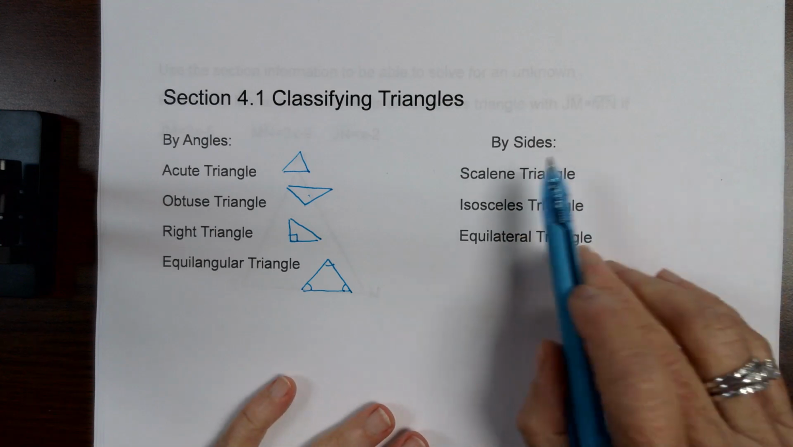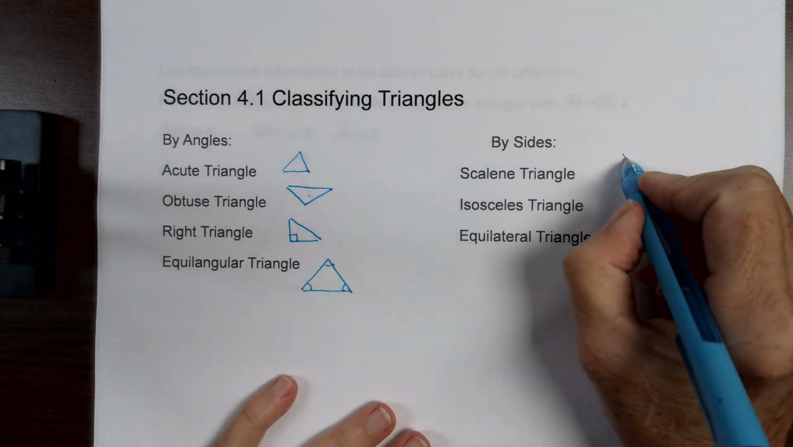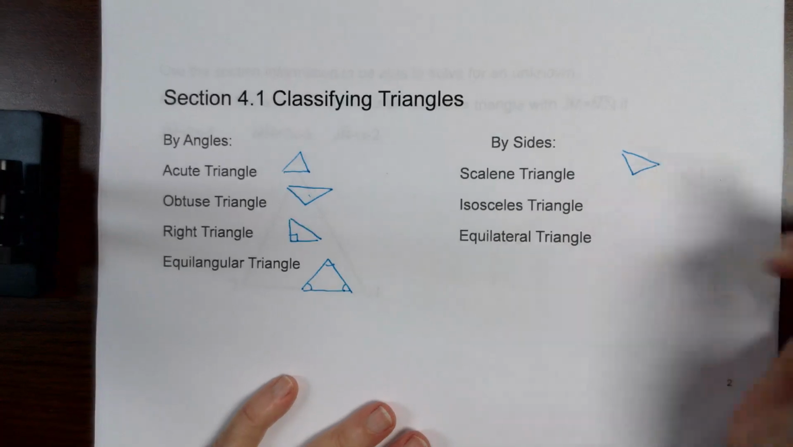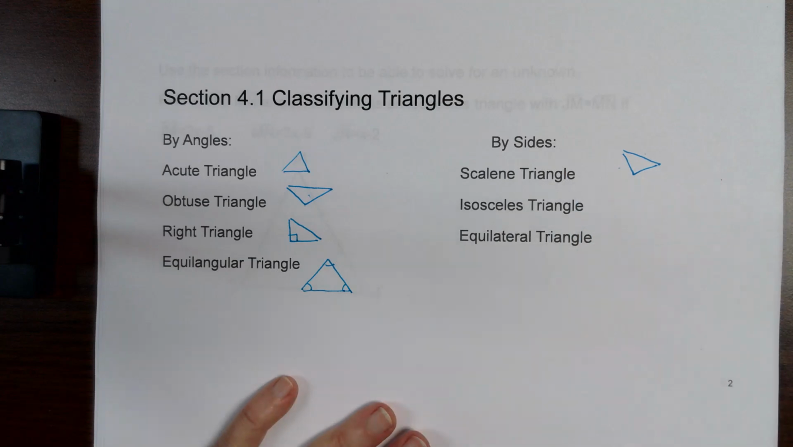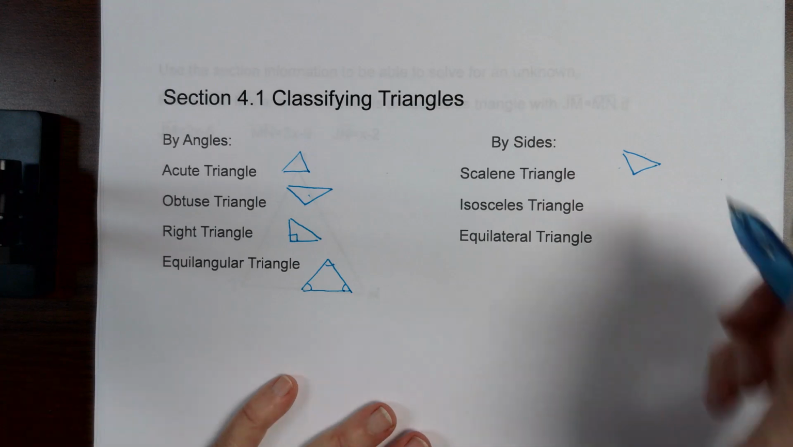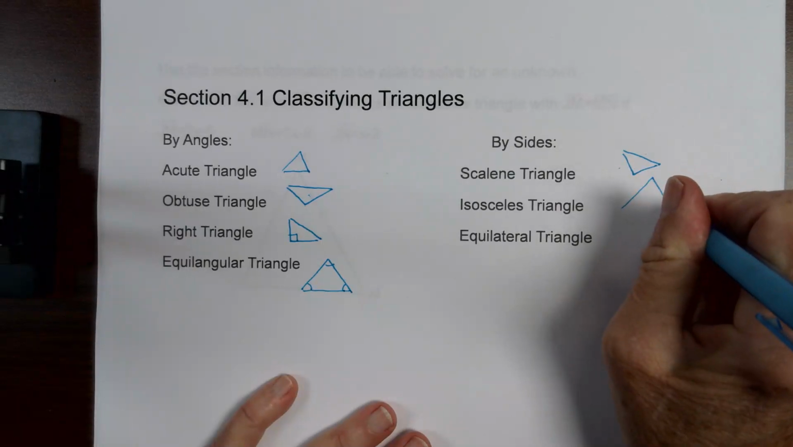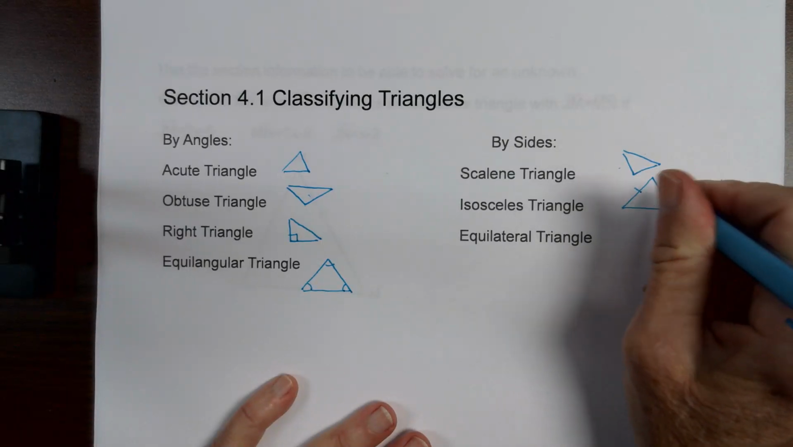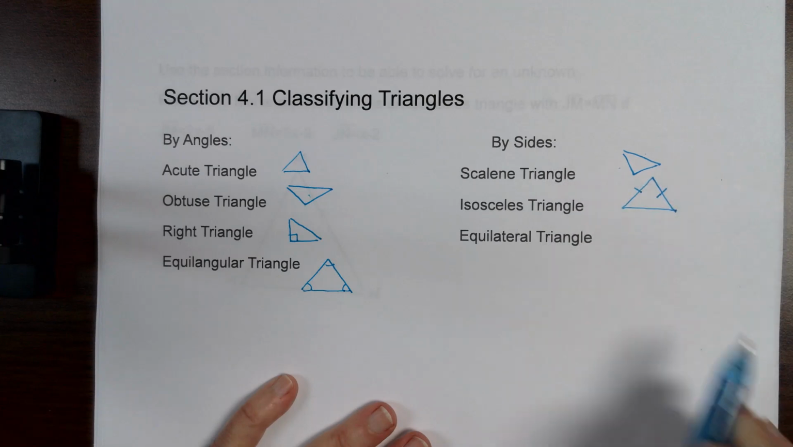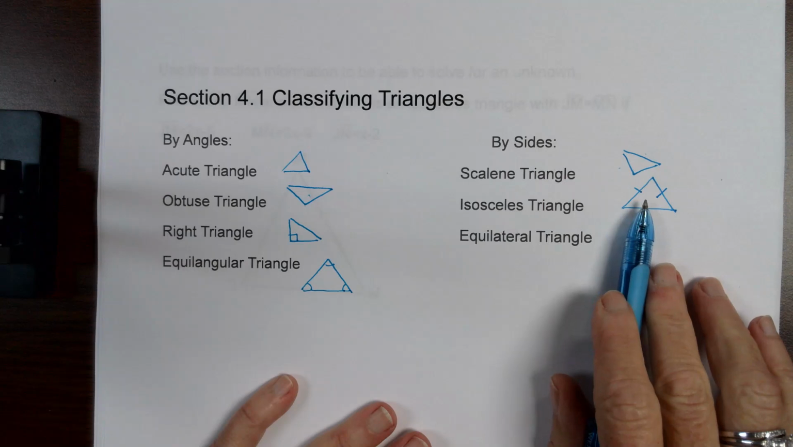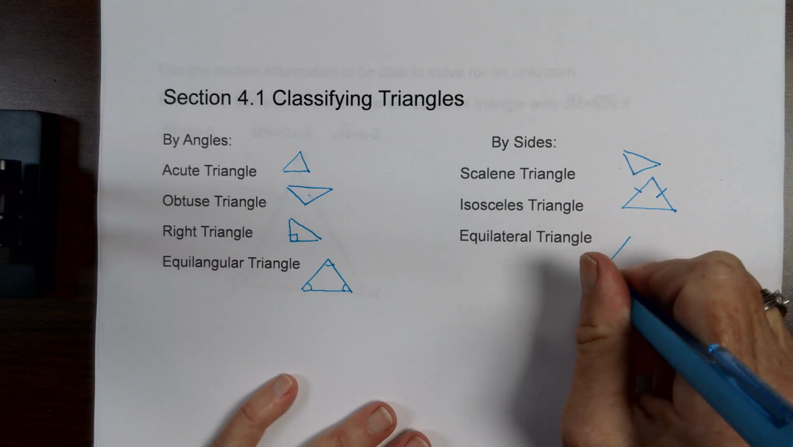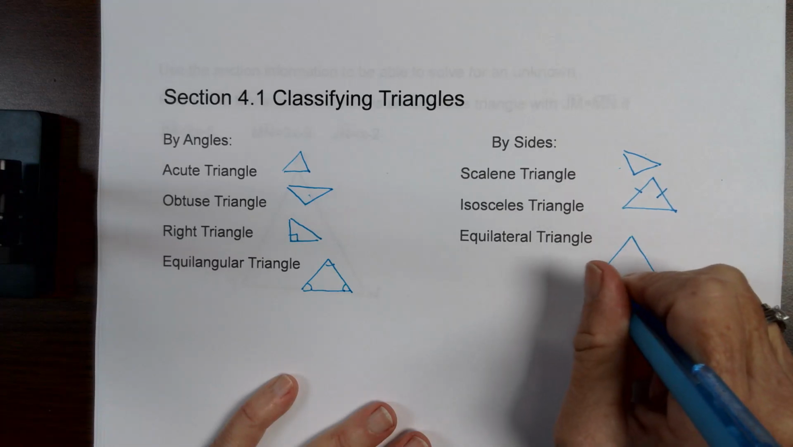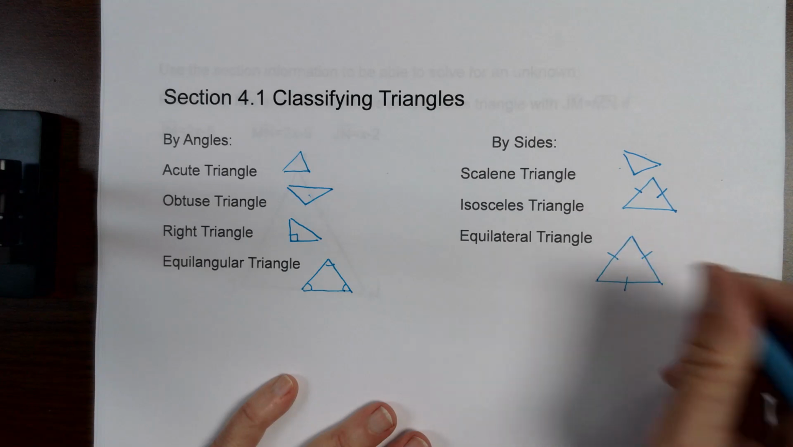You can also classify a triangle by its sides. If you have a triangle that none of the sides have a congruency mark on it, so no sides are congruent, it's called a scalene triangle. If you have a triangle that has two sides that are congruent, so let's say I have a congruency mark on that and a congruency mark on that, then those two sides are going to be congruent, but the third side would not be. An equilateral triangle is a triangle that all three sides are congruent.